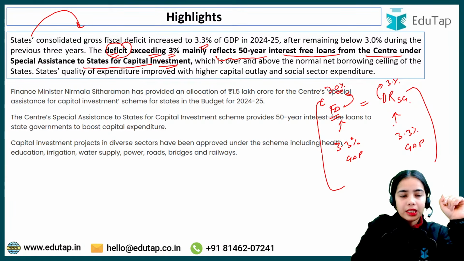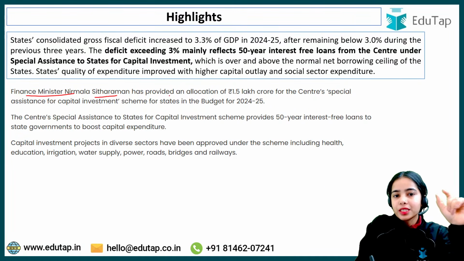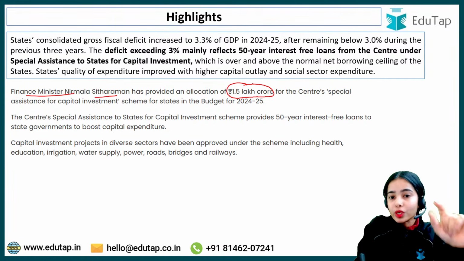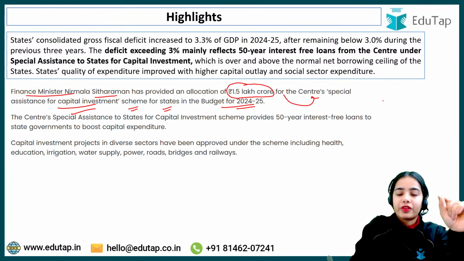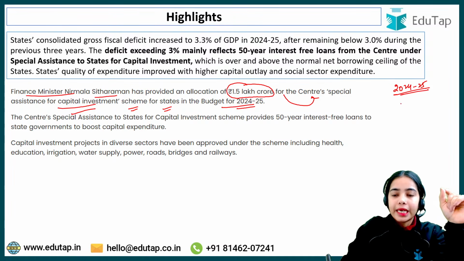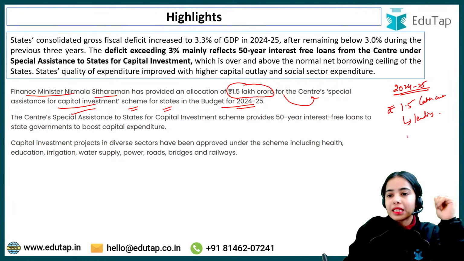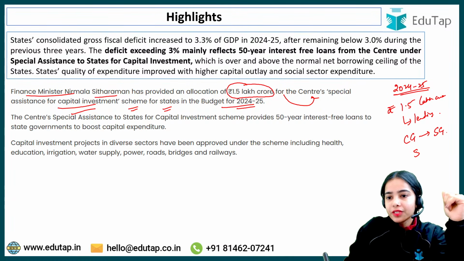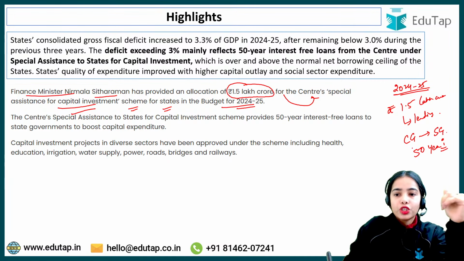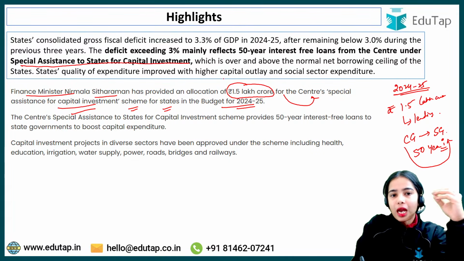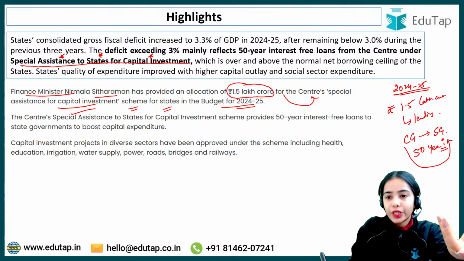What does this mean? This is the article that you can see. Finance Minister Nirmala Sitharaman has provided an allocation of 1.5 lakh crore for the center's special assistance for capital investment scheme for the states in the budget 2024-25. So basically, in 2024-25, 1.5 lakh crore rupees of lending will be done by the central government to the state governments under 50-year interest-free loans, as special assistance to states for capital investment, for capital assets. Okay, so this is the idea.